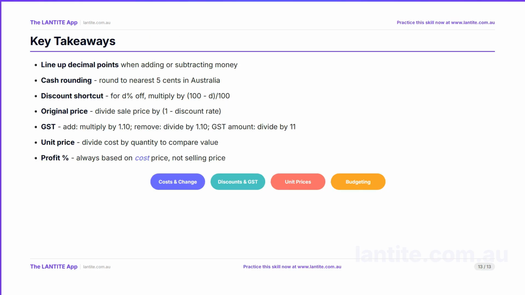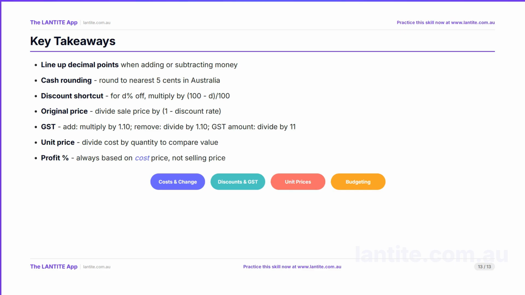Let's recap the key points. Always line up decimal points when working with money. In Australia, round cash to the nearest 5 cents. For discounts, multiply by 100 minus the discount percentage, divided by 100. To find the original price, divide the sale price by 1 minus the discount rate.